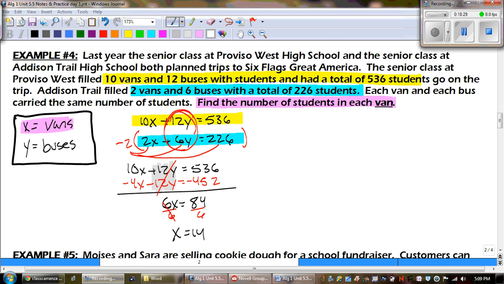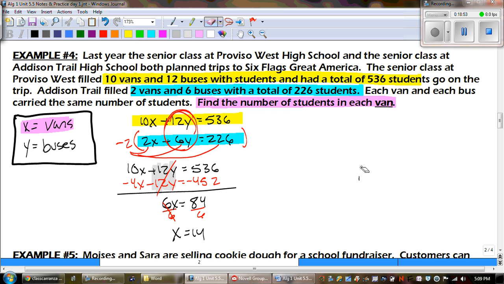Okay. So I multiplied by negative 2. I was able to cancel the y's, solve for x, and we got that x equals 14. And that's what I needed, right? I needed the number of students in each van. Okay. So I'm done, right? No, because you got to label your answer. What did you write?